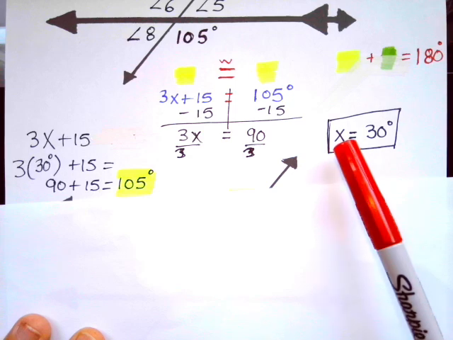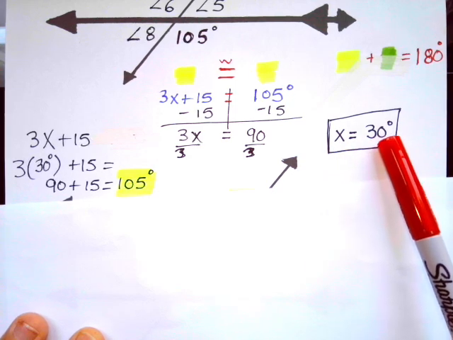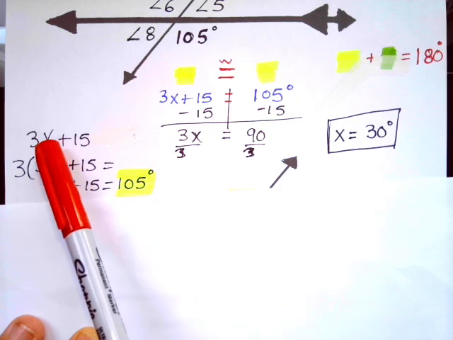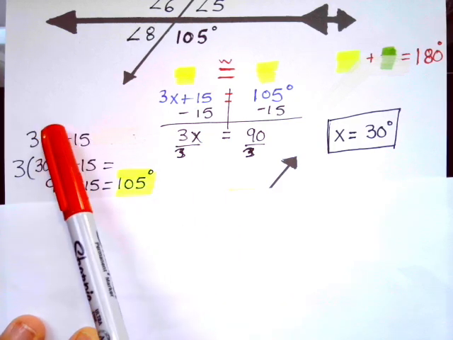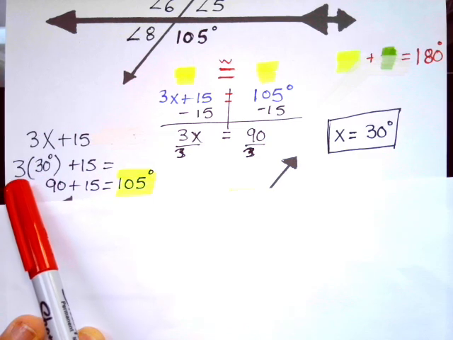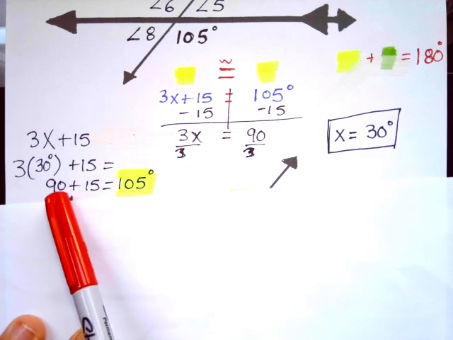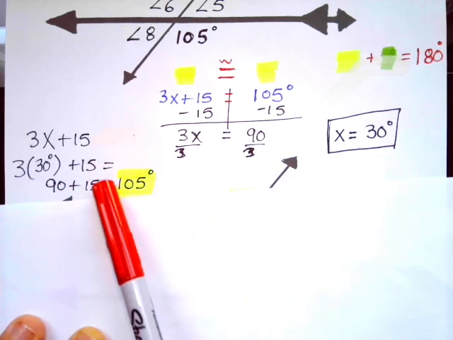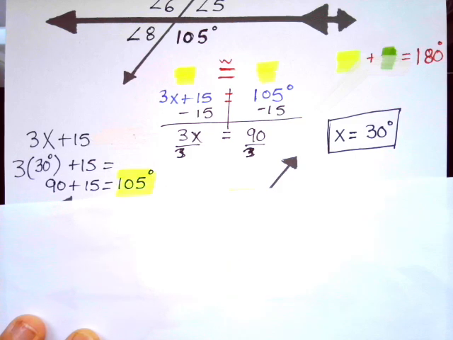I can do that. All right, x equals 30 degrees. We just solved this two-step equation. So for that angle, which is 3x plus 15, I can substitute 30 for x. 30 times 3 is 90. Bring down that plus 15. 90 plus 15 is 105 degrees.